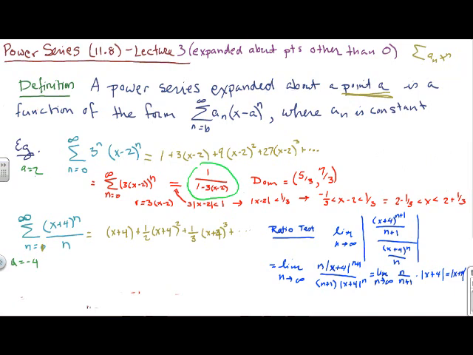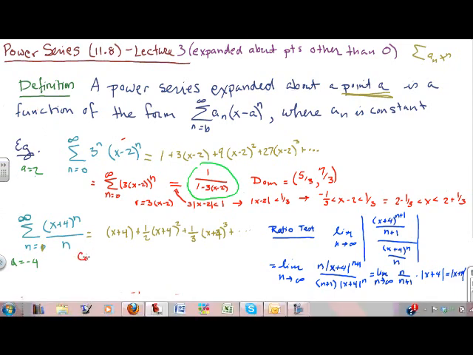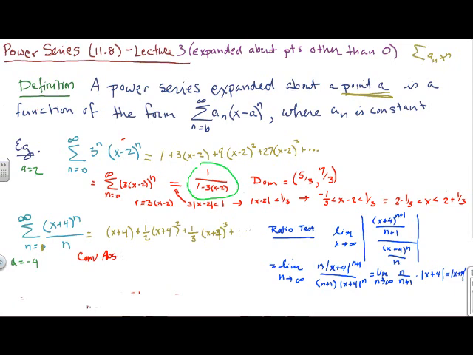Okay, so we know it converges absolutely if the absolute value of x plus 4 is less than 1, which is the same as negative 1 is less than x plus 4 is less than 1, which is the same as, subtracting 4 from both sides, minus 5 is less than x is less than minus 3. So it converges absolutely when x is strictly between minus 5 and minus 3.